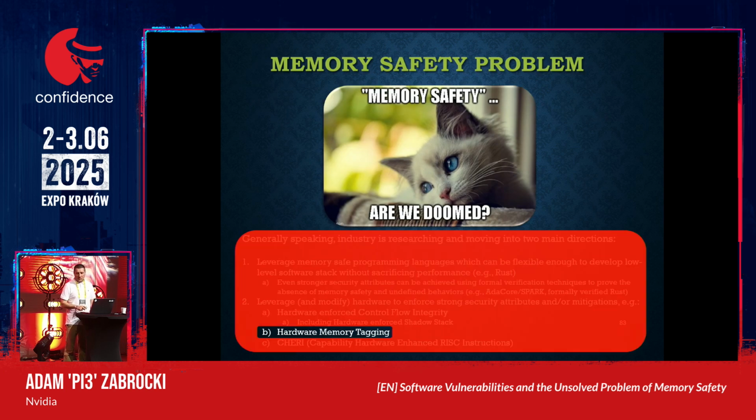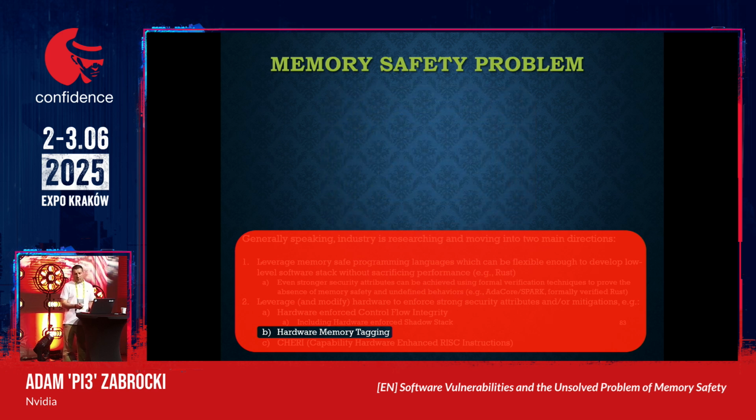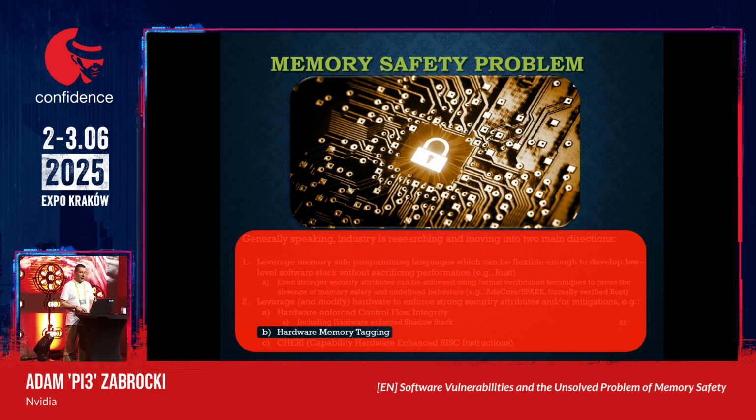So the second thing I wanted to focus on is hardware memory tagging. How does it work? What does it do? What does it require? To be able to have hardware memory tagging, as I mentioned, you need to actually modify the CPU ISA. You need to modify the hardware itself.